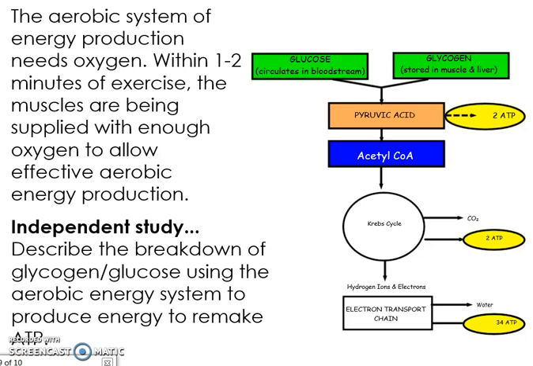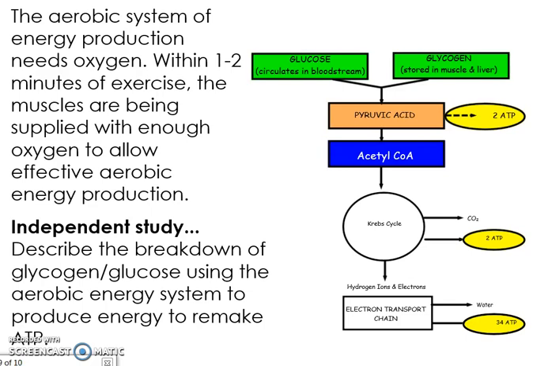That needs to be broken down. And it's an enzyme that breaks it down called glycolytic enzymes. They break it down and it gives us pyruvic acid. Now, if we can't get oxygen to the pyruvic acid because we need energy really quick, there's a high intensity, then that's going to become lactic acid.